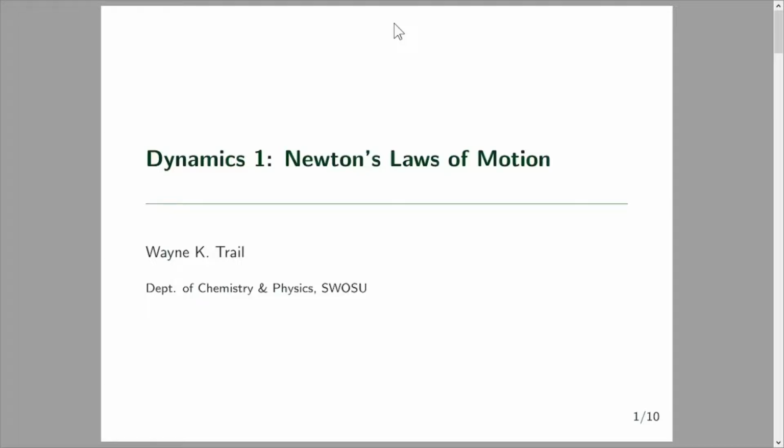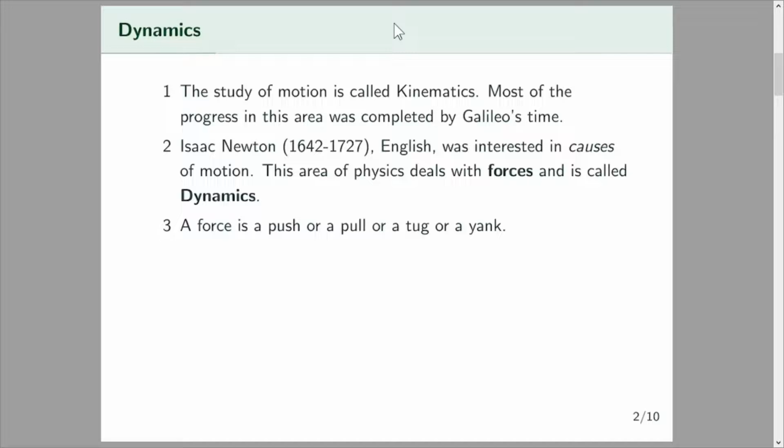This section is called dynamics, and it's really about Newton's laws of motion. What we studied in our last section was called kinematics, and that was the study of motion. In that, we talked about position, velocity, and acceleration. Most of the progress we talked about last time was accomplished by Galileo's time.